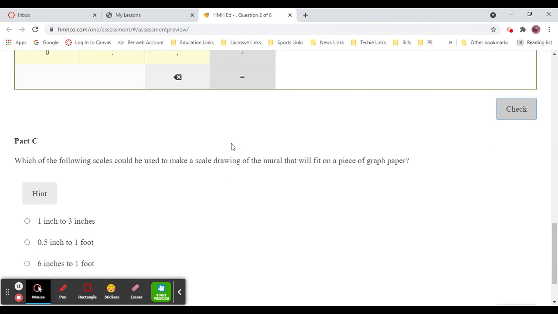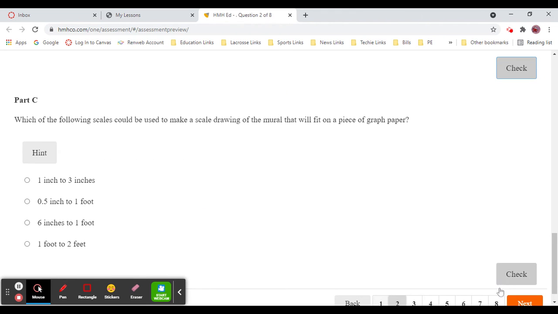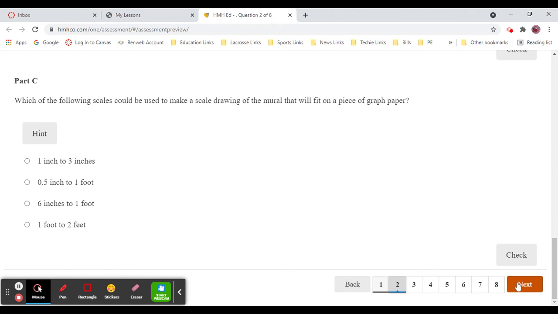All right. Now, part C says, which of the following scales could be used to make a scale drawing of a mural that will fit on a piece of graph paper? I want to fit this on some graph paper. This is kind of an open-ended question. Doesn't really matter. Okay. All right. Let's move on to the next question.